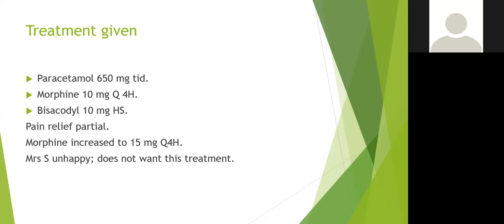So we've been giving her some paracetamol because the diclofenac was not working. We started with the ladder. We went with paracetamol, 650 TID. We've added on morphine because the pain is so severe. We didn't go for tramadol. We've gone straight away to morphine. She's on 10 milligram Q4 hourly, and she's on bisacodyl for the constipation. With this regimen, step 1 and step 3, she's only got partial pain relief. So next time when we saw her in the clinic, we increased the morphine to 15 milligram Q4 hourly. But Mrs. S is unhappy. She is not very happy with this treatment, and she does not want to continue the treatment due to various reasons.